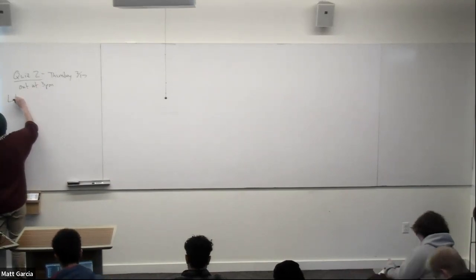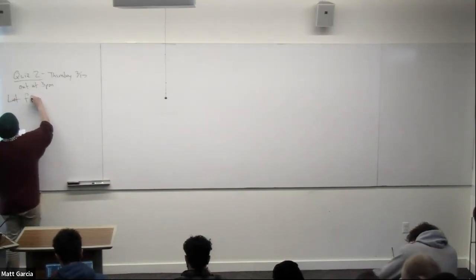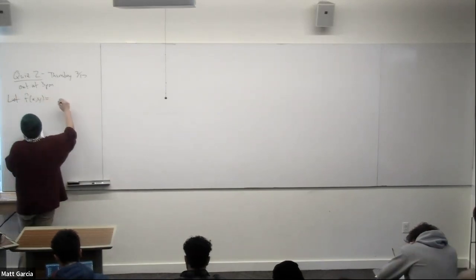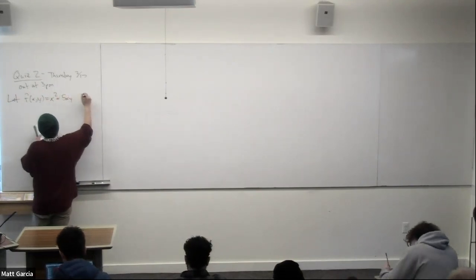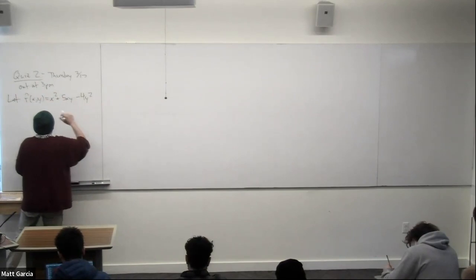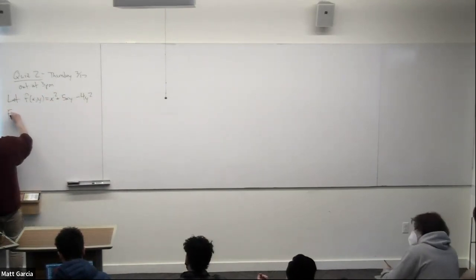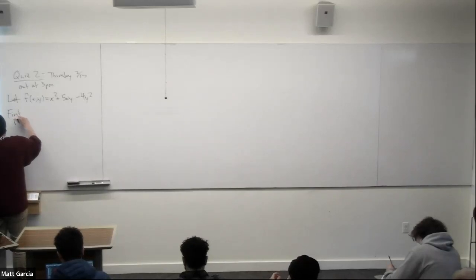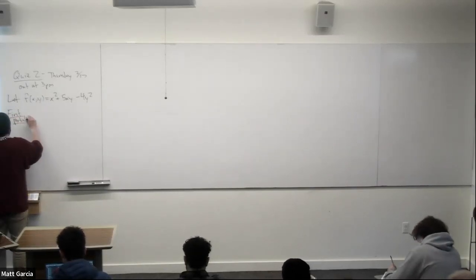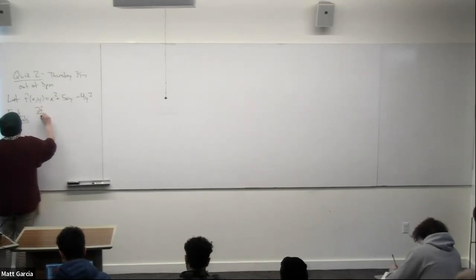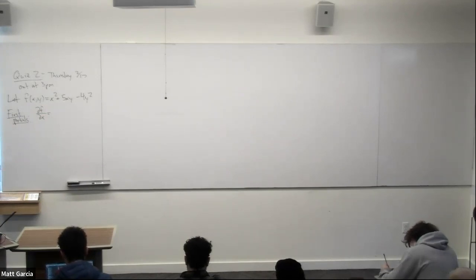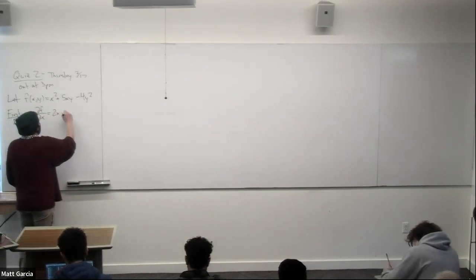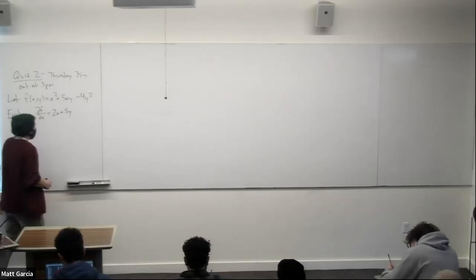So start off. Why don't we let f of x comma y be equal to the polynomial x squared plus 5xy minus 4y squared. Let's first calculate the first partials. First partials. Partial f, partial x is what? 2x plus 5y. Good. Right?